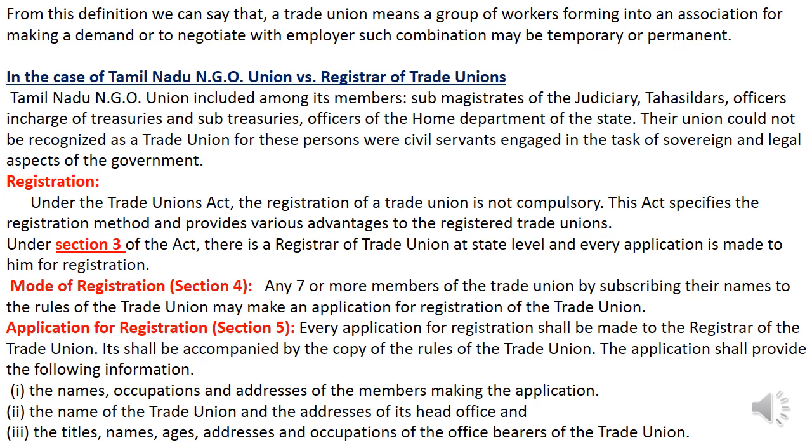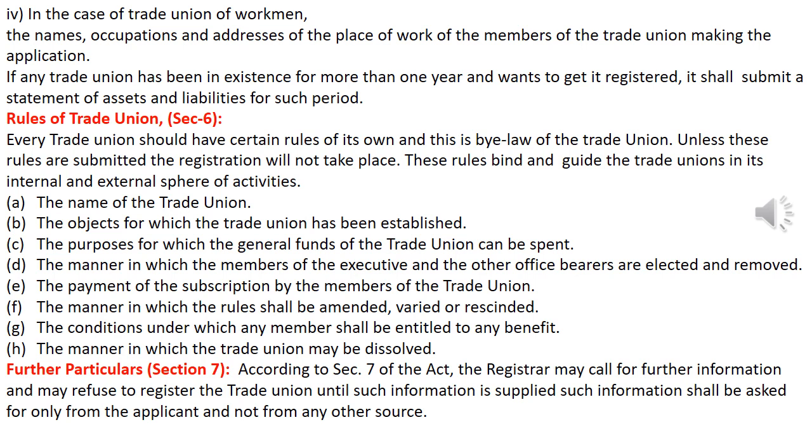What is the name of the trade union, where is its head office, and the titles, names, ages, addresses, and occupations of the office bearers of the trade union? All this information we should give under the application for registration. In the case of a trade union of workmen, they should also give the names, occupations, addresses, and the address of the place of work of the members of the trade union making that application.